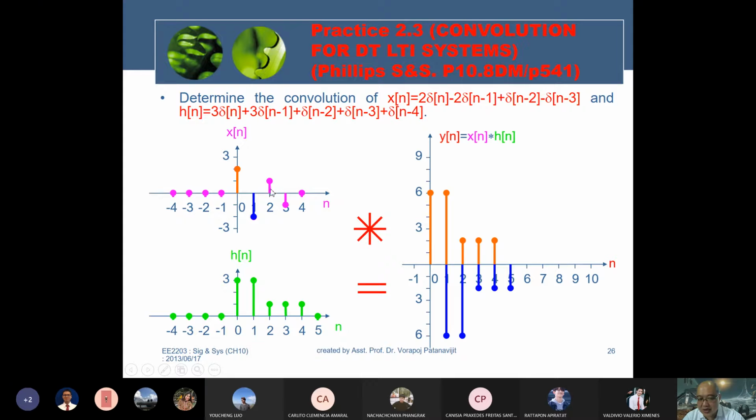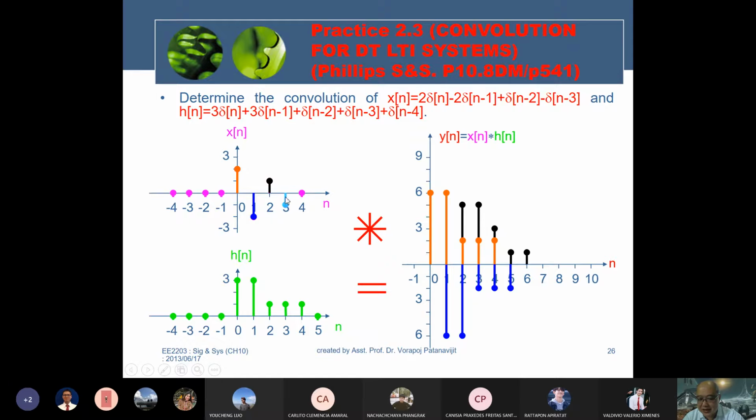The next one, 1 multiplied with h, the black impulse. The result equals 3, 3, 1, 1, 1. The location will be the same as the green, but shifted to the right by 2 positions.